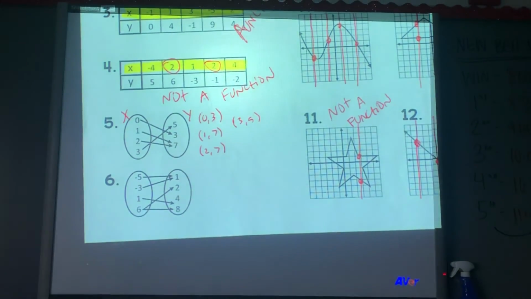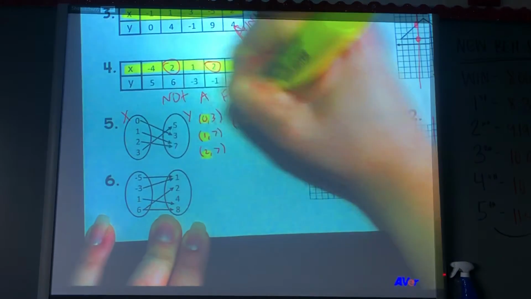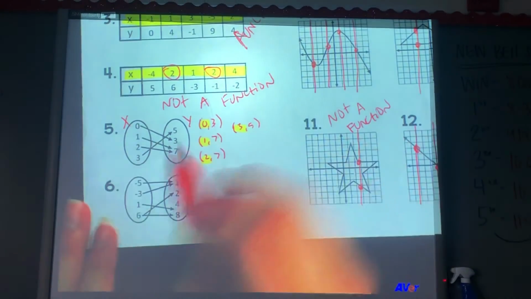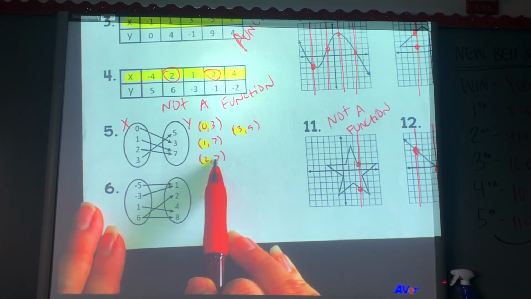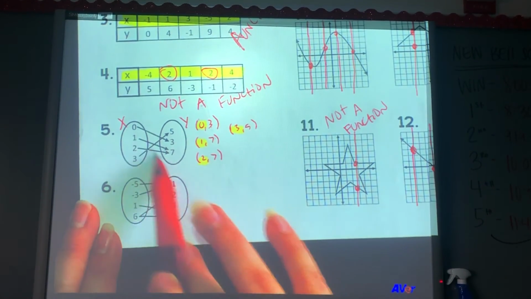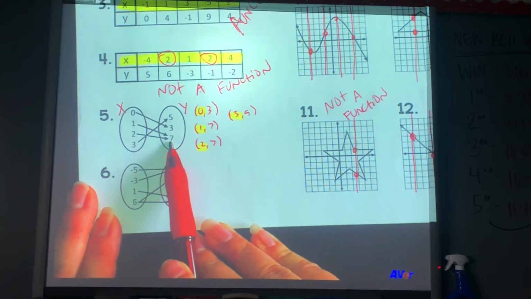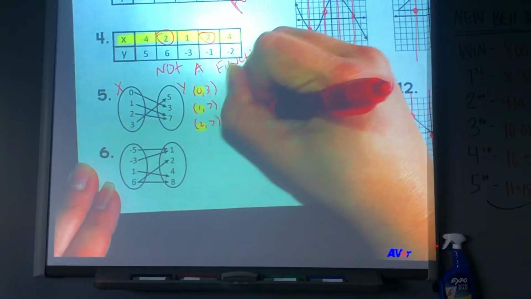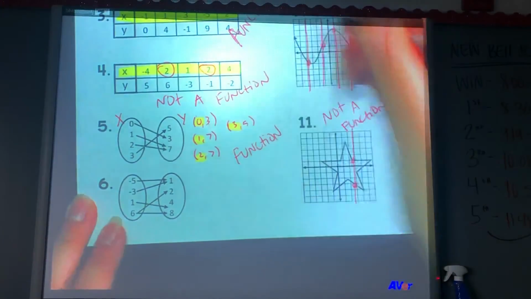I noticed that the zeros, or the x values, do not repeat. It goes 0, 1, 2, 3, and we're good. I do notice that the 7's repeat, but those are the y's. See how there's 2 arrows going to the 7? That's the y side. It does not matter. So this one is good. It is a function because the x's don't repeat.